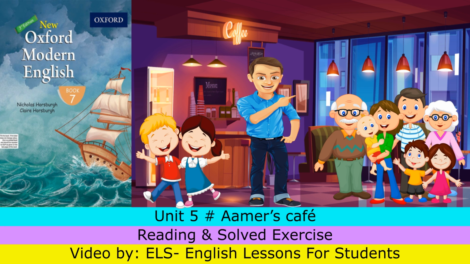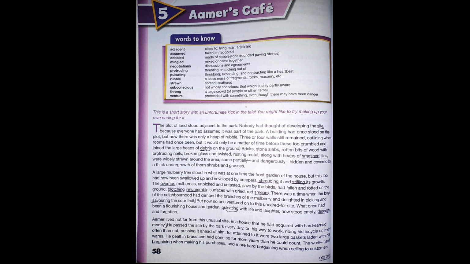Today we are going to read Unit 5, Aamer's Café from Oxford Modern English, Book 7. So we start our lesson. This is page number 58. First of all, words to know.